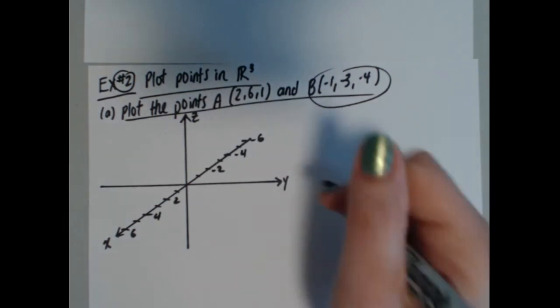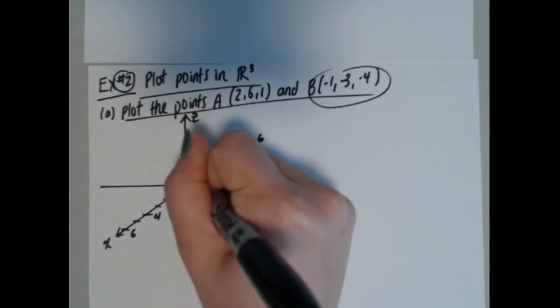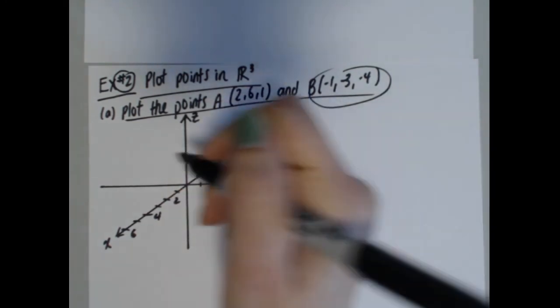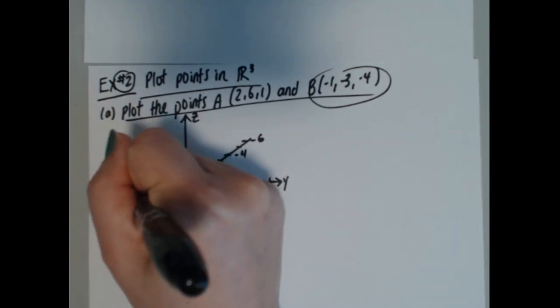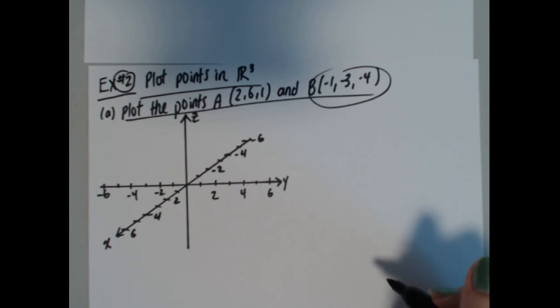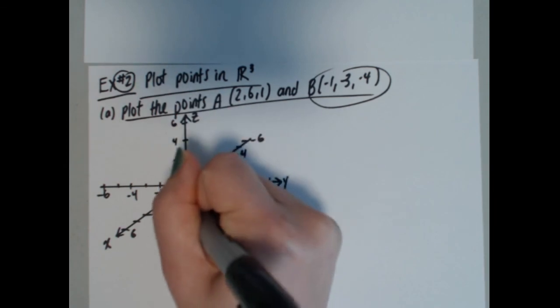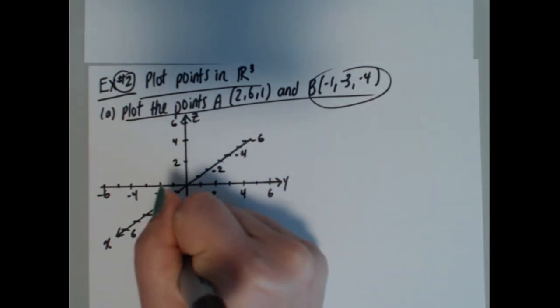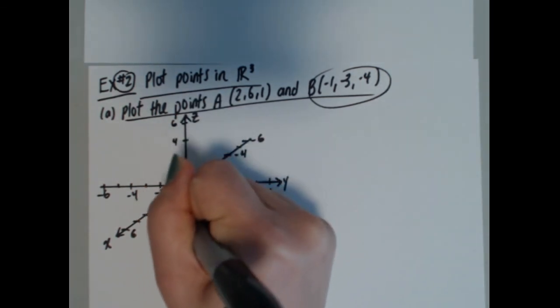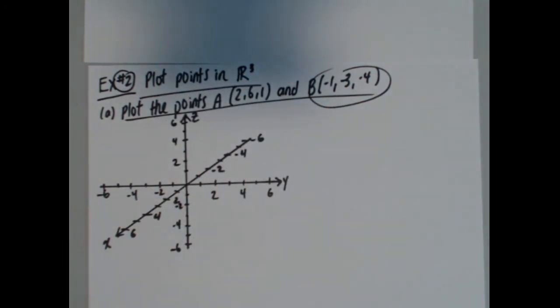Okay, x-axis is done. For the y, I'm also going to go up to 6. So there's 6, 4, and 2. And -6, -4, -2. And then complete your z as well. There's 6, 4, 2, -6, -4, -2, and all the halfway points. Okay, so we're going to plot B here. So for B, B is -1, -3, +4.